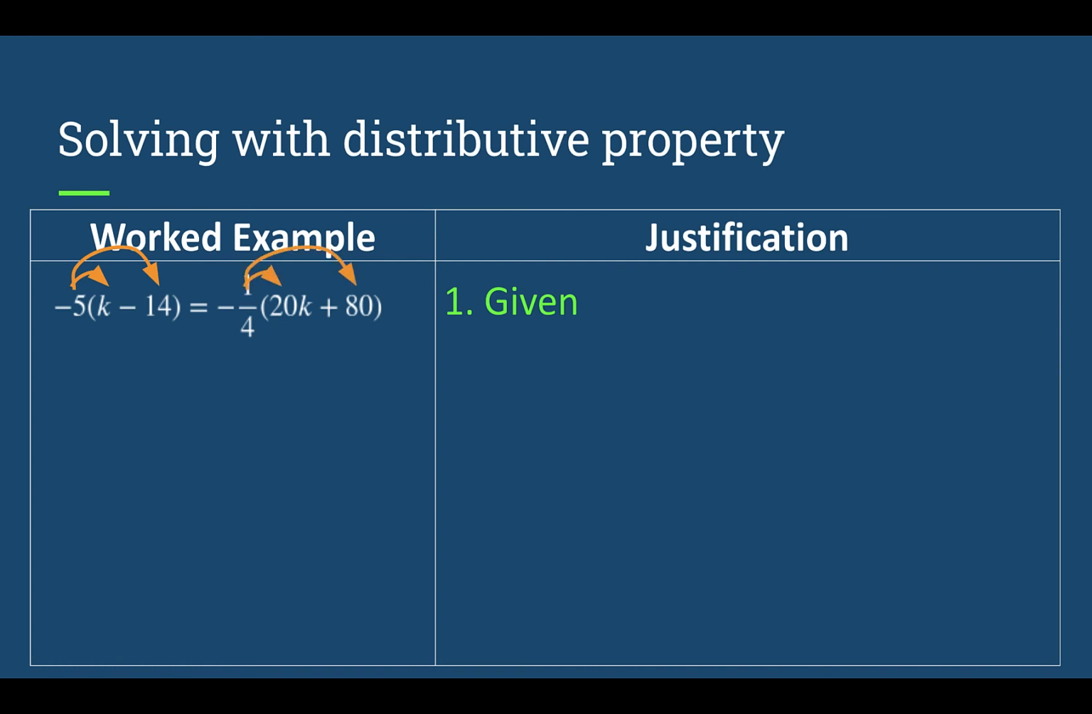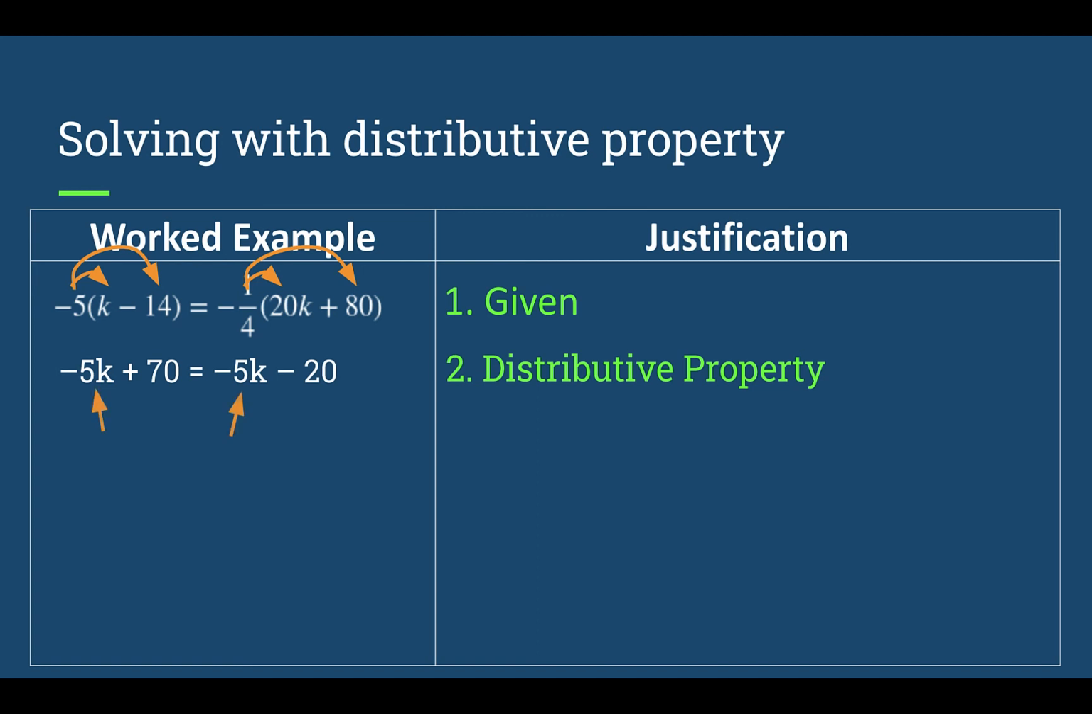Then I'm going to distribute on the right. That's -1/4 times 20k and -1/4 times 80. So when I do that, I get -5k plus 70 equals -5k minus 20. So I use the distributive property to do this. Now I'm going to look at the coefficients. I have -5 and -5 in front of the k. They are the same. So that should trigger something in your head that it's either no solution or infinite solution.